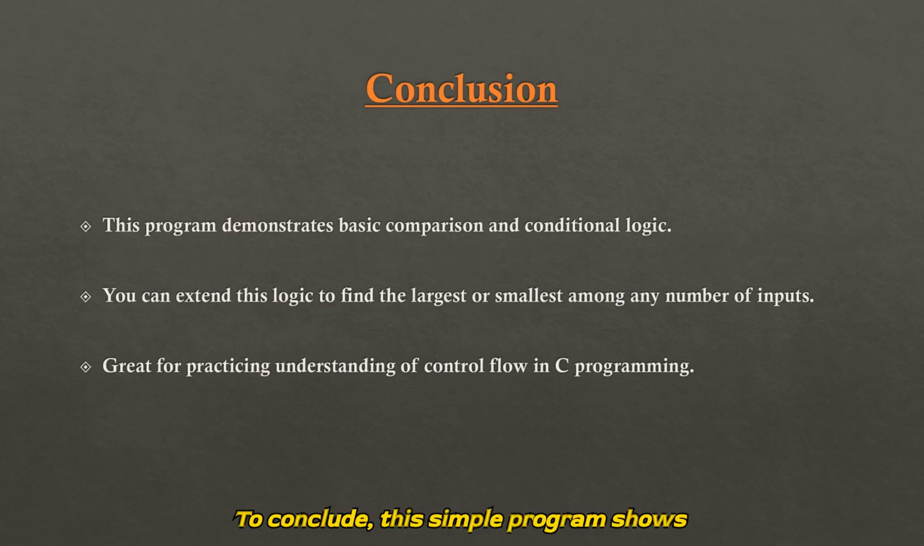To conclude, this simple program shows how to use conditional statements in C programming to solve a practical problem. By comparing three integers, we learned how to identify the largest and smallest numbers. This exercise highlights the importance of control flow in programming. We can easily extend this problem to handle more numbers or even add more complex logic. Keep experimenting with different input values and explore how to modify this program for larger inputs.